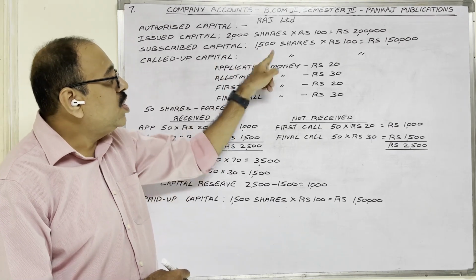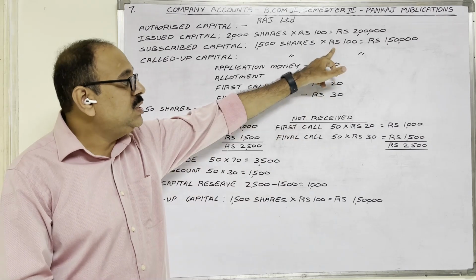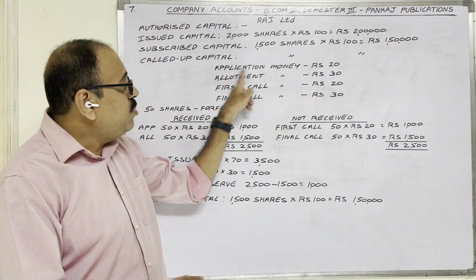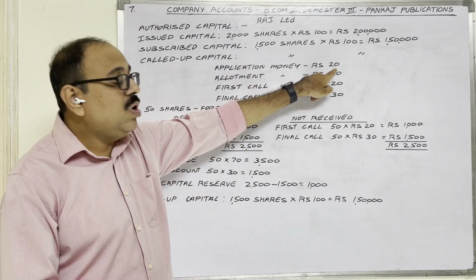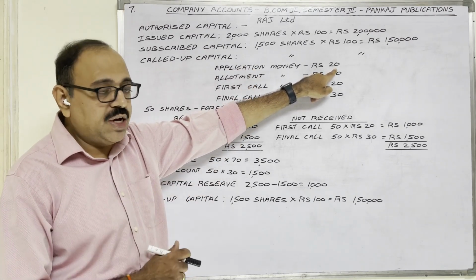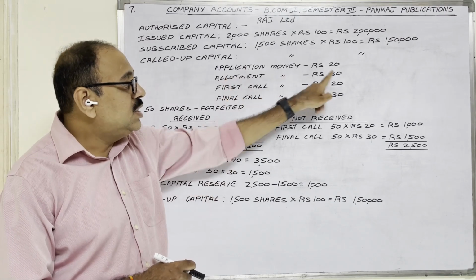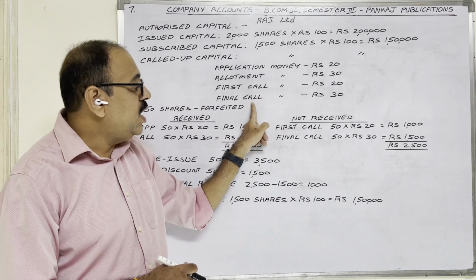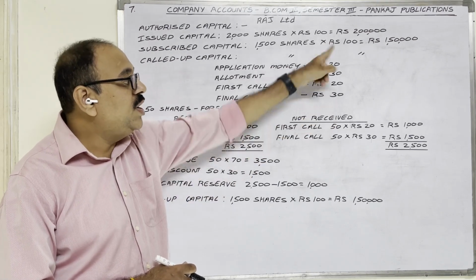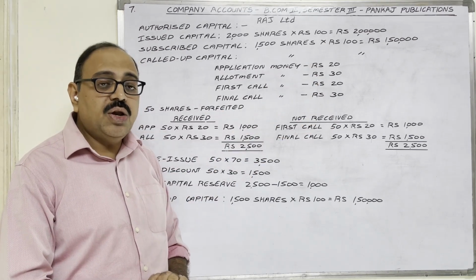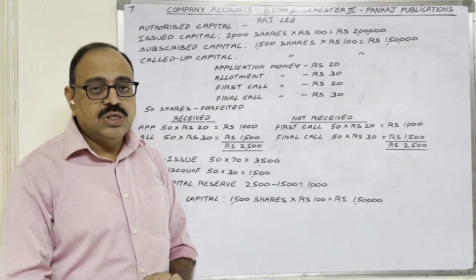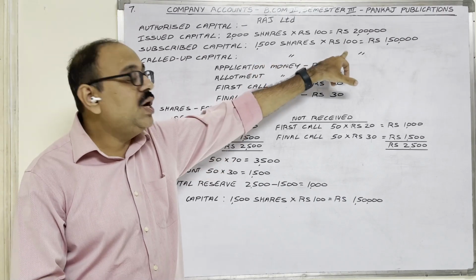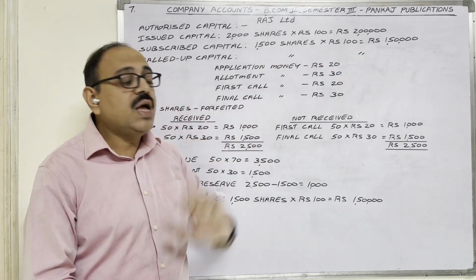And how does the company want to call this amount? 100 rupees on an installment basis, in 4 installments. With application money, the shareholder has to pay 20 rupees per share. Allotment money is 30 rupees per share. First call amount 20, final call amount 30. Total 100 rupees. In the present year the company called all the amounts. Therefore called up capital is also 1500 shares at the rate of 100 rupees each, 1,50,000.